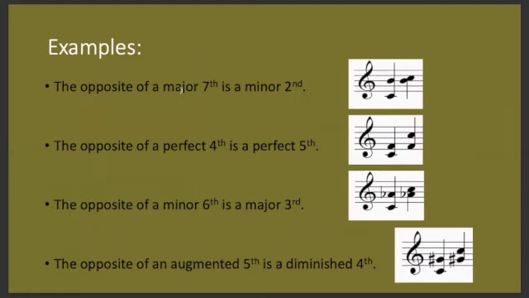The opposite of a major seventh is a minor second. So remember, the numbers have to add up to give you 9. So 7 plus 2 equal 9. And then major or minor are always going to be opposites. The opposite of a perfect fourth is a perfect fifth. The opposite of a minor sixth is a major third. The opposite of an augmented fifth is a diminished fourth.